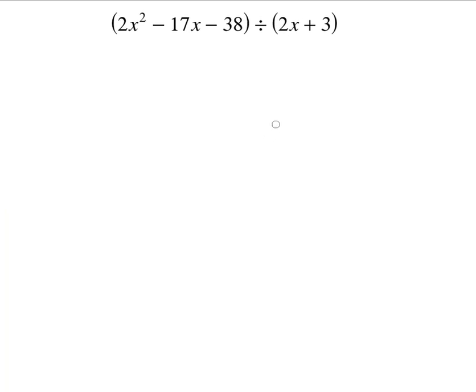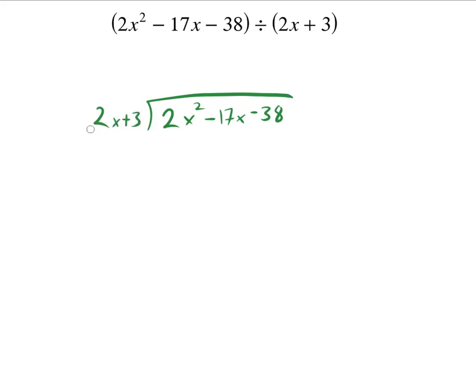So now notice that they just wrote it a little differently. We don't have it separated by the division sign here. So instead I have this division sign. Once again though, remember this is the one you're dividing, and you're dividing it by this divisor, because the one that you're dividing comes before the division sign, right? So I get 2x squared minus 17x minus 38. I'm going to divide that all by 2x plus 3.